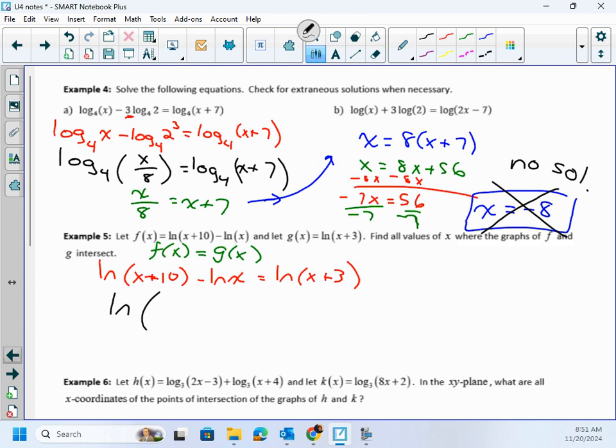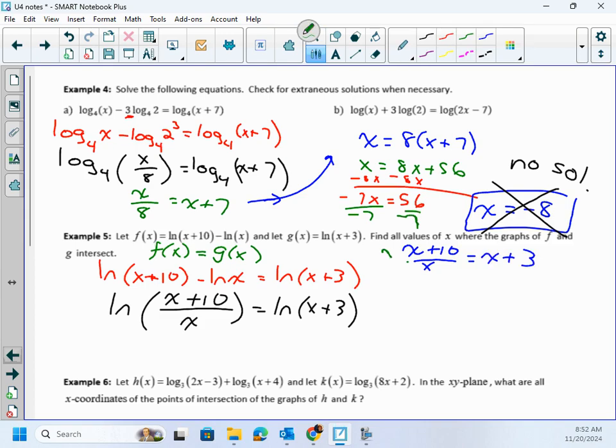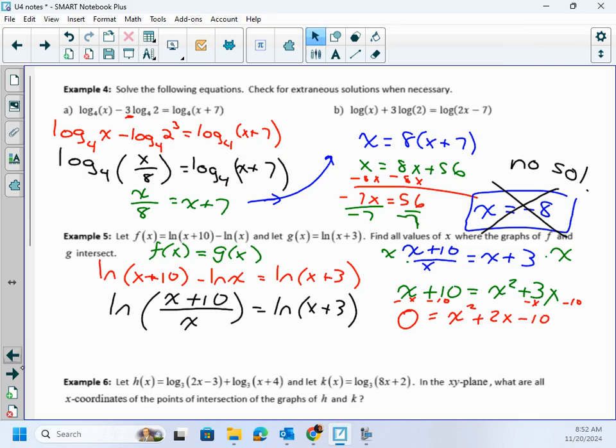Minus means subtraction in our world. So the natural log of x plus 10 over x equals the natural log of x plus 3. They're both natural logs, so I can drop the natural log and just have x plus 10 over x equals x plus 3. I personally am just going to multiply by x. So x plus 10 equals x squared plus 3x. I'm moving everything to one side because I've got an x squared and an x, which means I need to solve. So x squared plus 2x minus 10. This I can factor.